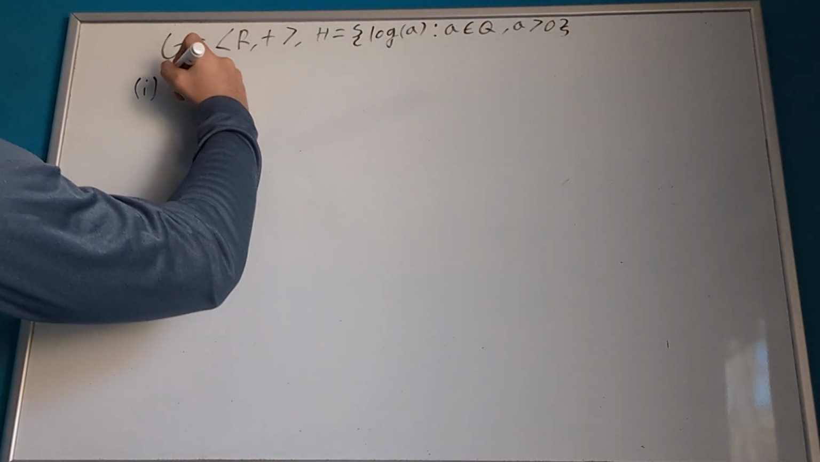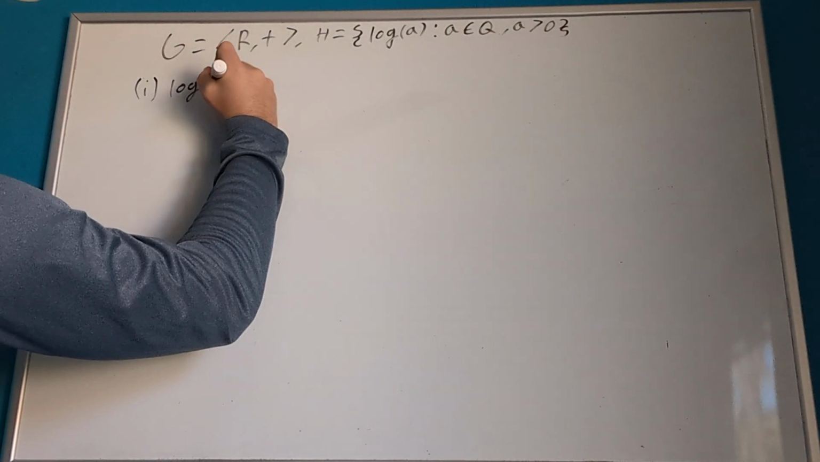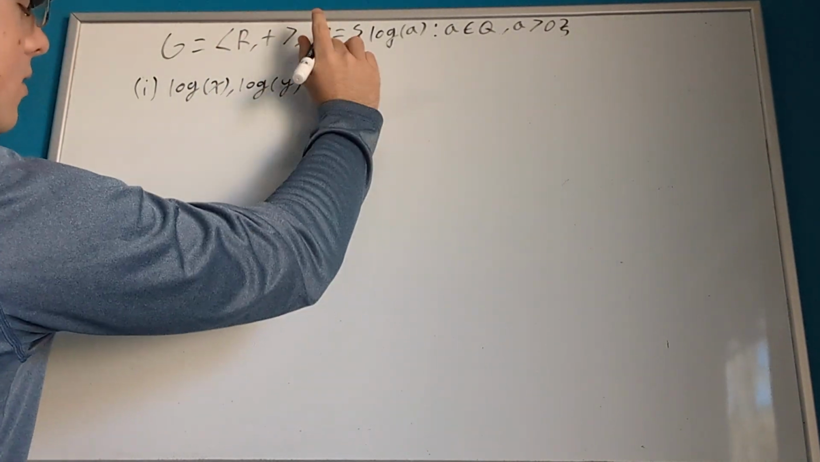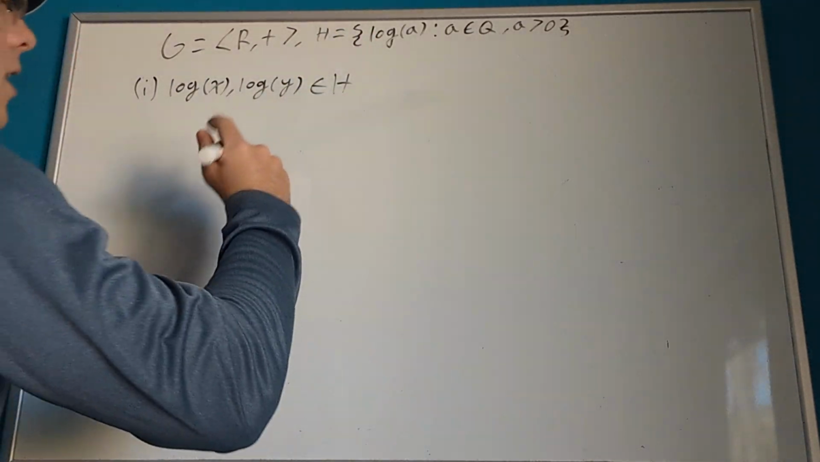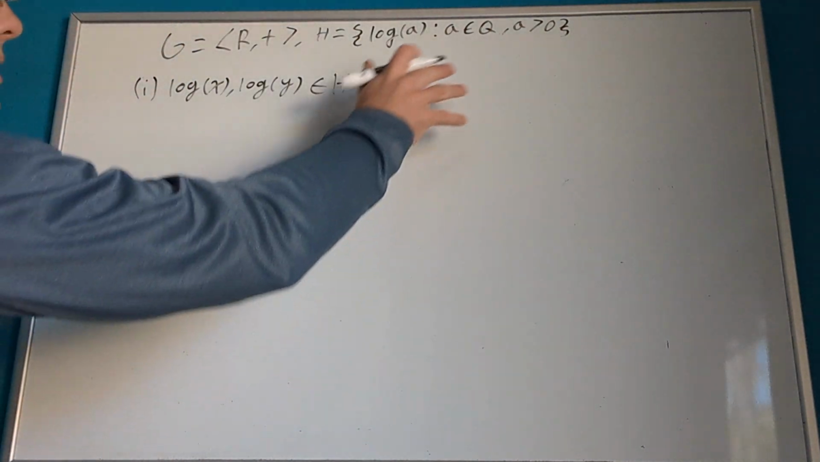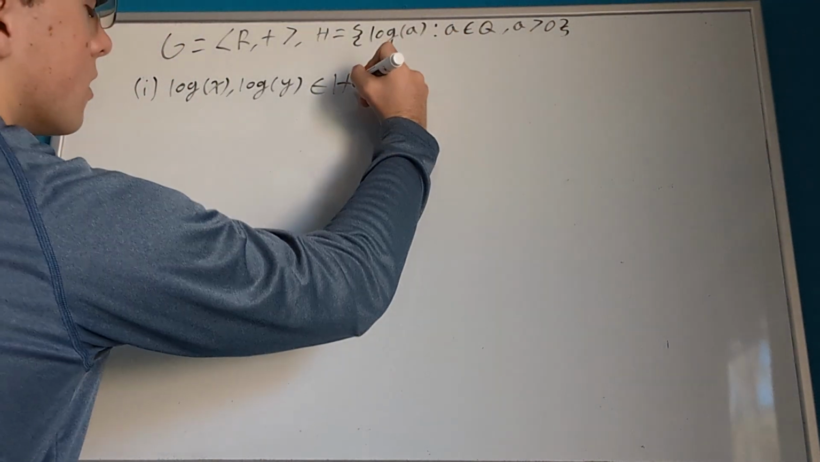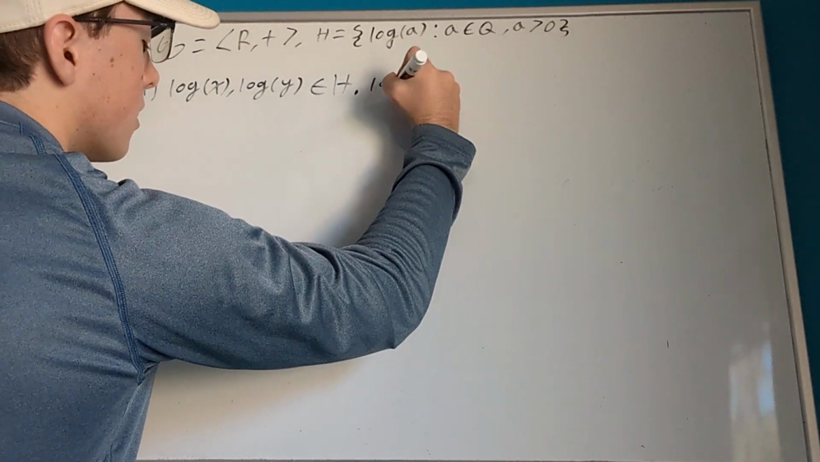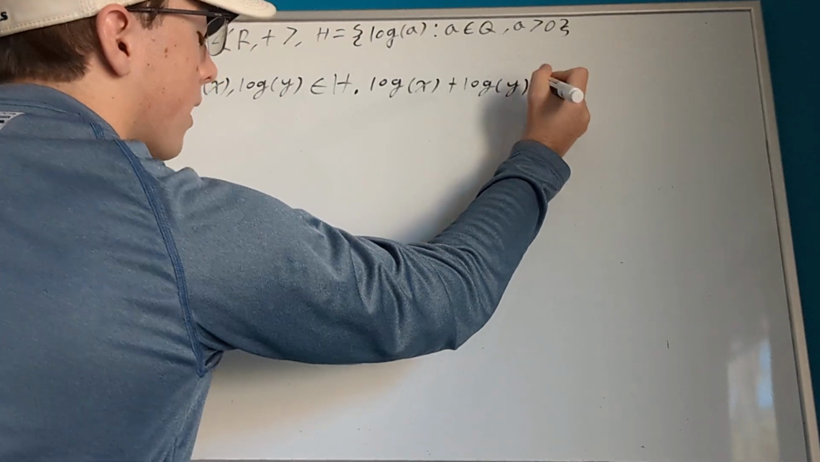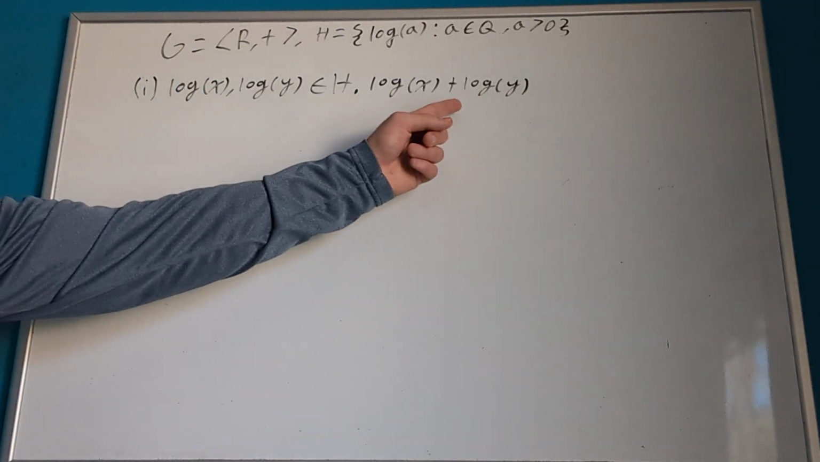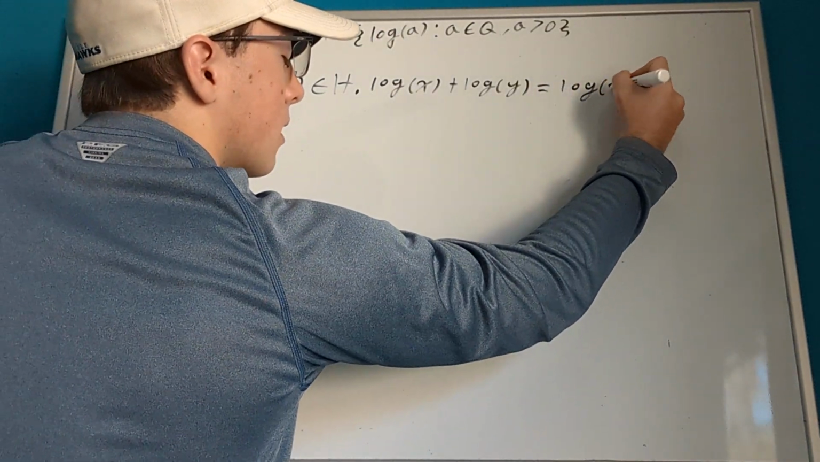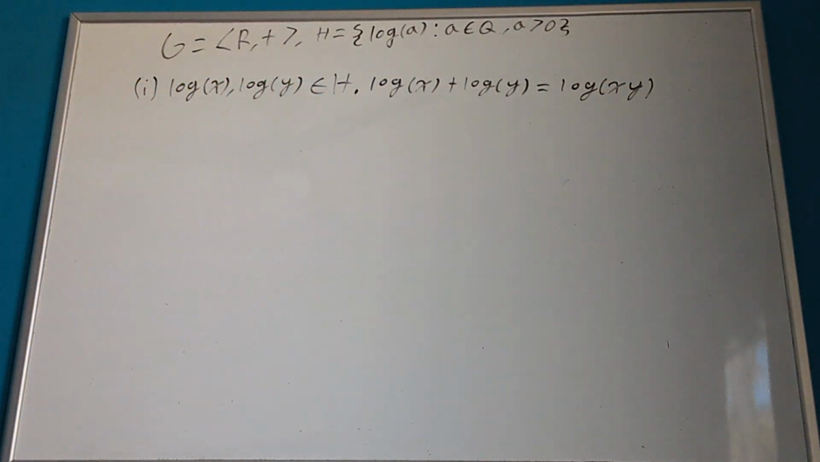Well, we're going to let log x and log y be inside the set H, all right? Then what we want to do is add those together, and we want to show that if we add those together, it's still inside this, all right? So then log x plus log y, right? From our properties of logarithms, we know that log x plus log y can be turned into log of x times y, all right? Now we have this.